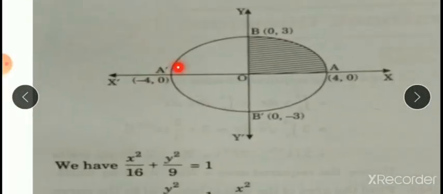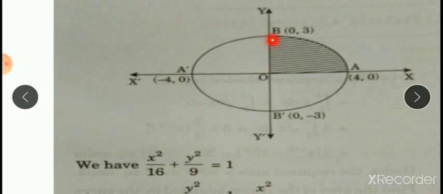This is the graph, this is the ellipse. What are the axes? This is the major axis, and you know that this is the minor axis. Its vertices are (a, 0) and (minus a, 0), that is plus minus a, 0. And plus minus (0, b), that is (0, 3) and (0, minus 3).